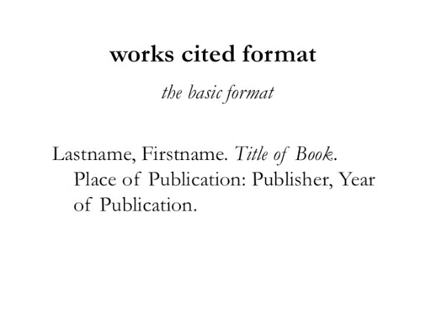This is the standard format for a book. You put the author's last name first, comma, then the first name, period. Then the title of the book in italics, period. The place of publication, colon, the publisher, comma, and then finally the year of publication, period.